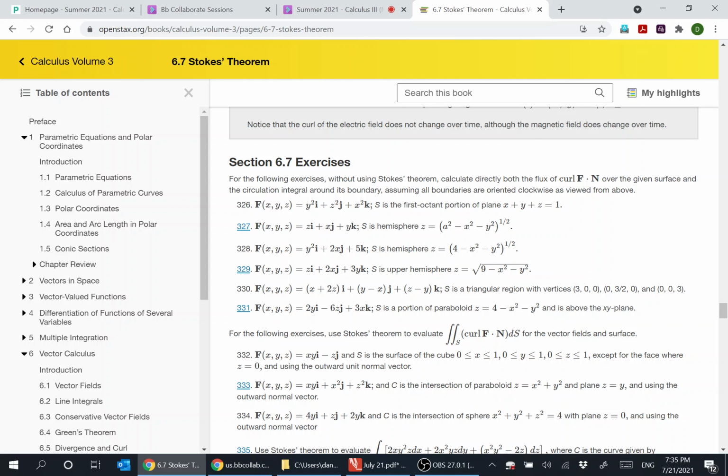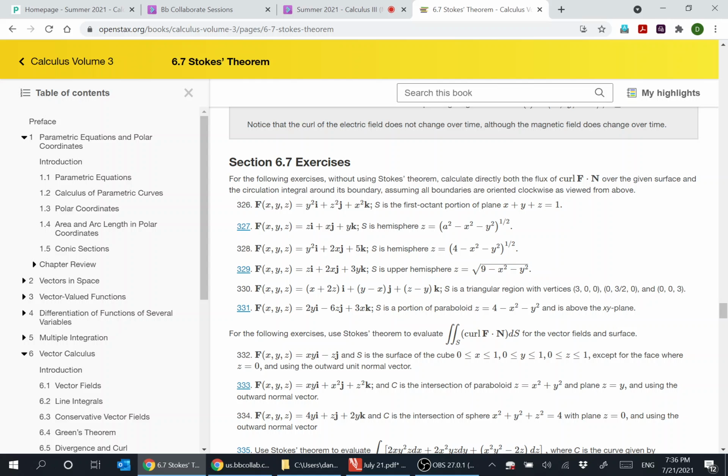F is this, S is the upper hemisphere of that. Without using Stokes' theorem, calculate directly both the flux over the given surface and the circulation integral around its boundary. Well, you've got to do one or the other. I mean, you can calculate the line integral directly.